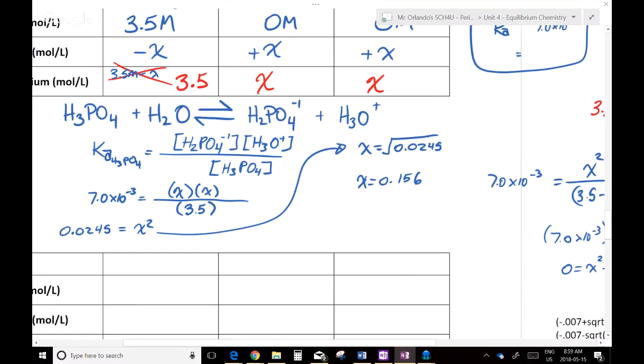Does that make sense? So you are making an assumption, and anytime you make an assumption like that, you are going to get slightly inaccurate results or slightly imprecise results. But for finding the pH, that's considered acceptable. Does that make sense? Okay. So now we know what x is equal to, 0.156. And so we can come up here and put that in our table. Does that make sense?